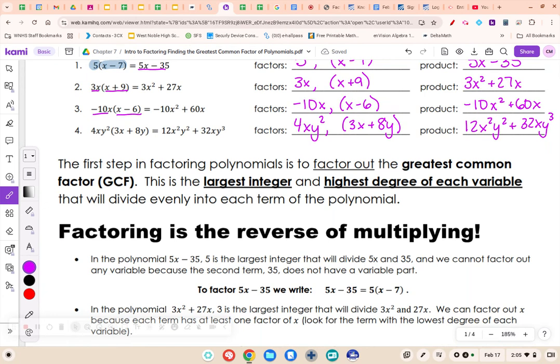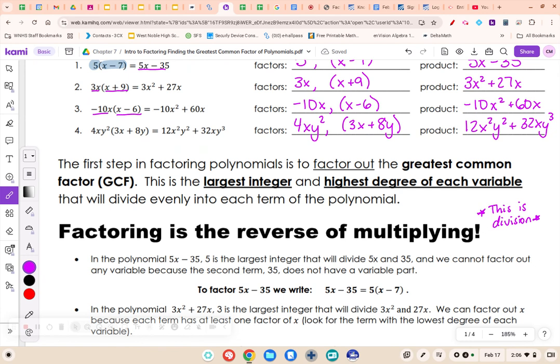So the first step in factoring polynomials is to factor out the greatest common factor, GCF. We're going to talk about that a lot. This is the largest integer and the highest degree of each variable that will divide evenly into each term of the polynomial. Factoring is the reverse of multiplying. So this is kind of like dividing. It won't necessarily look like a division problem in a lot of cases, but it can. And I'm going to show that out quite a lot.